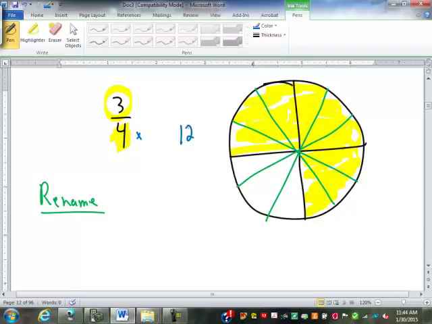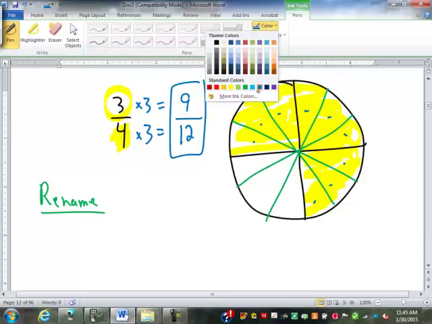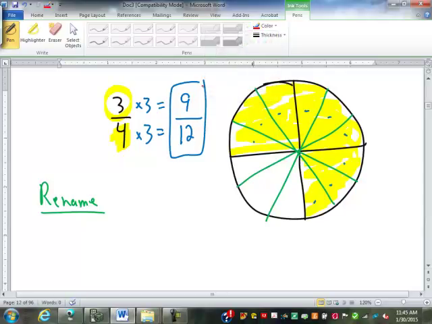It took 4 pieces to make a whole thing before. You cut each of those into 3, so 4 times 3 makes 12. How many pieces do we actually have? Well, there's 9. We had 3. We cut each of them into 3 equal pieces. 3 times 3 is 9. So we now have 9/12 of a pizza. Do we have any more or less than what we did before? No, we have exactly the same amount. So even though they look different, the 3/4 and the 9/12 are exactly the same amount.